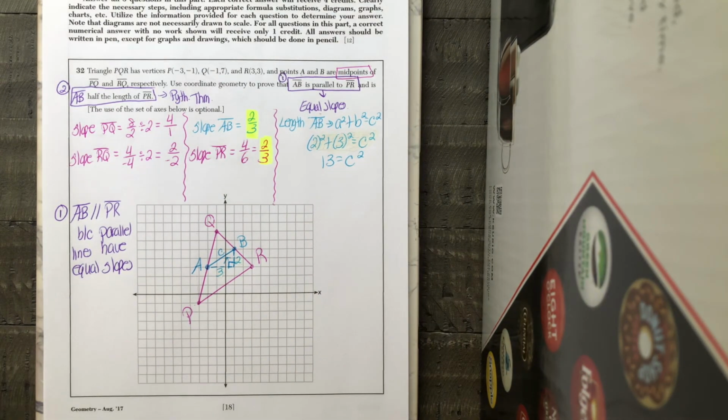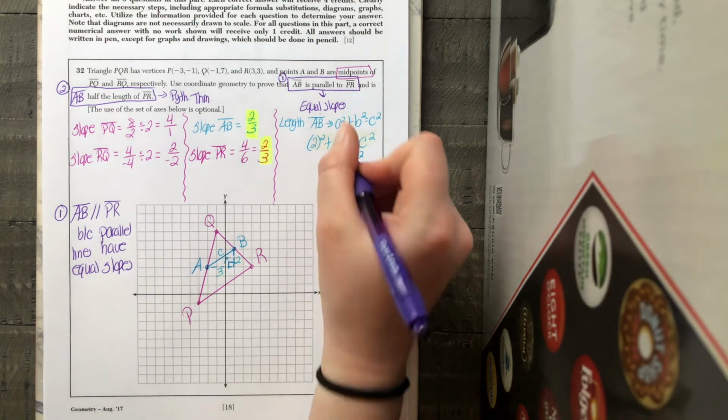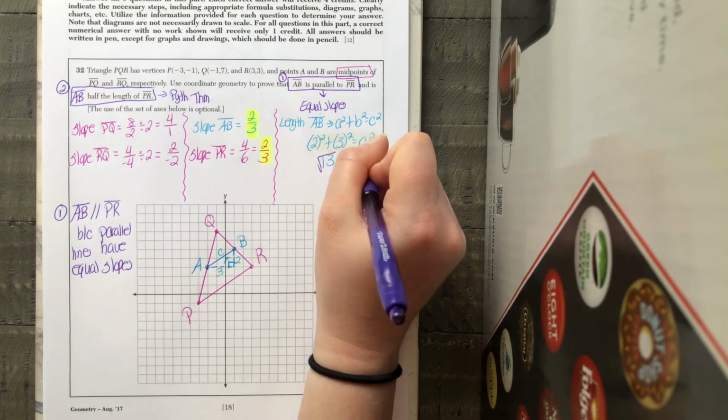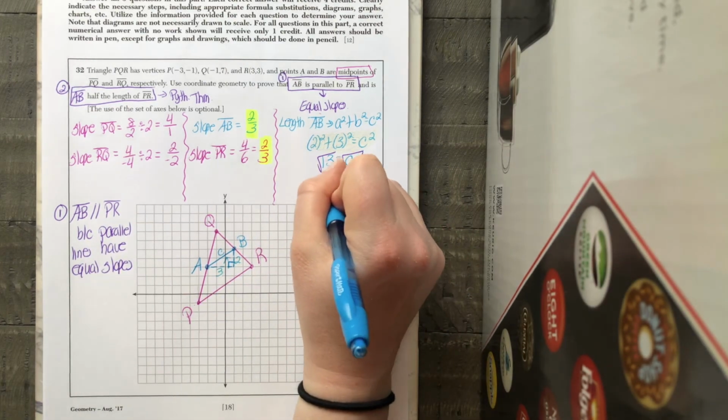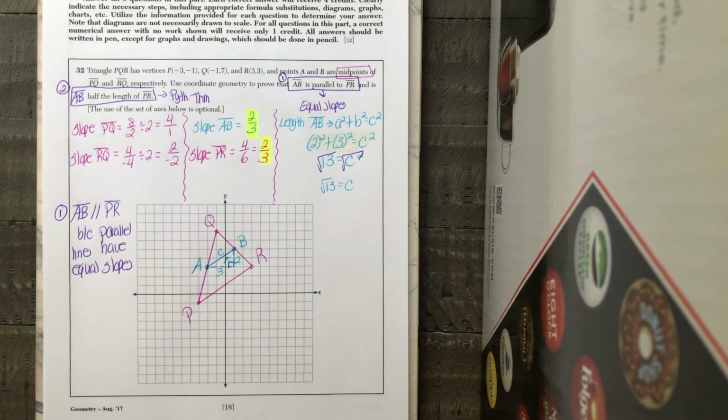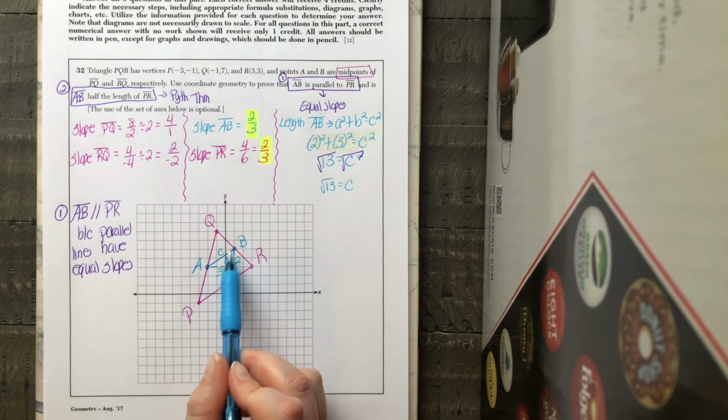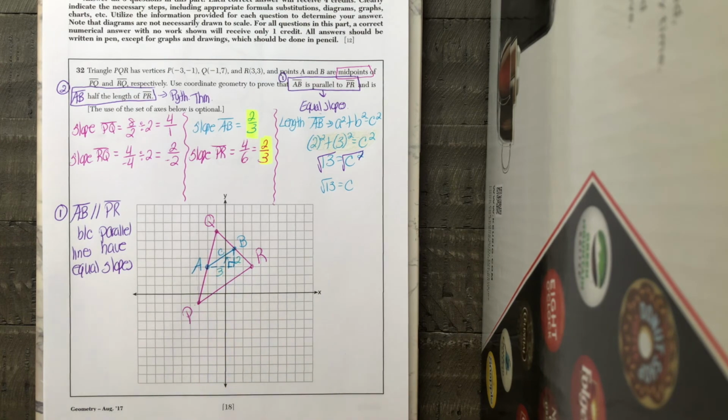But I want to get rid of that exponent too. So instead of squaring, I'm going to square root, right, to get rid of it. And then again, I'm going to leave it as just the square root of 13. So that's what my c value is for the length of AB. Now I'm going to do it again for PR.